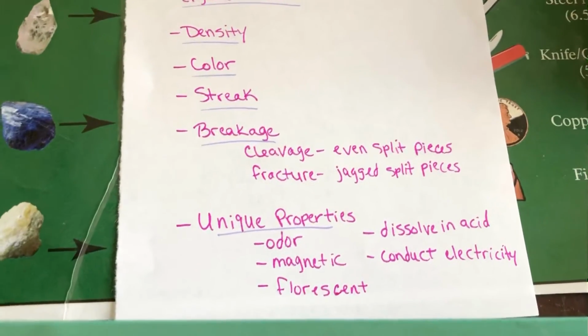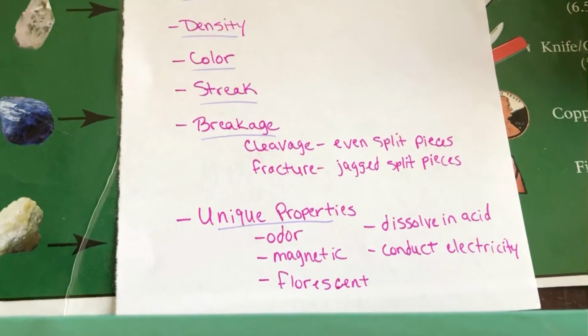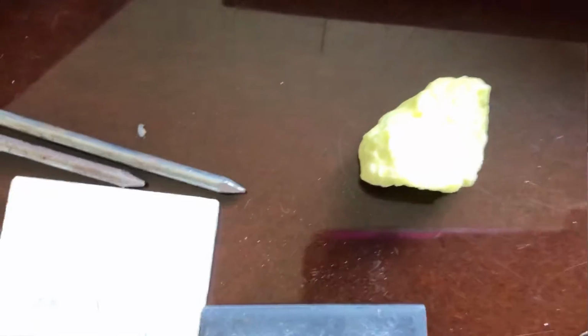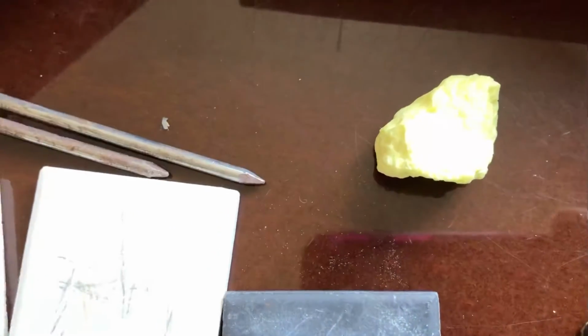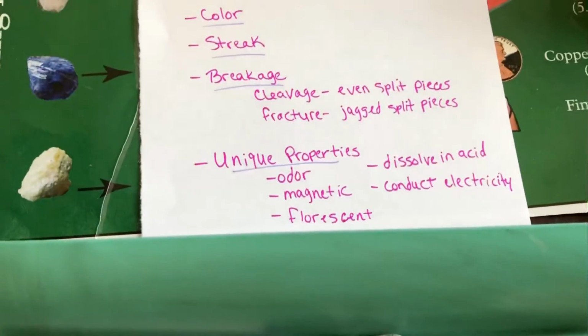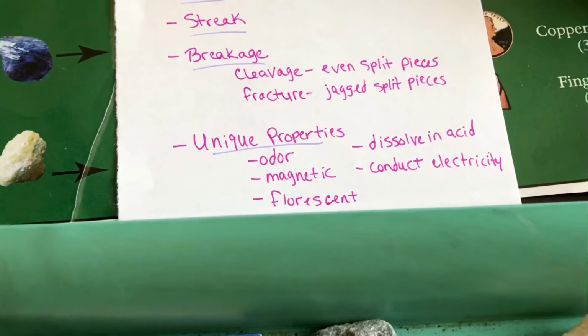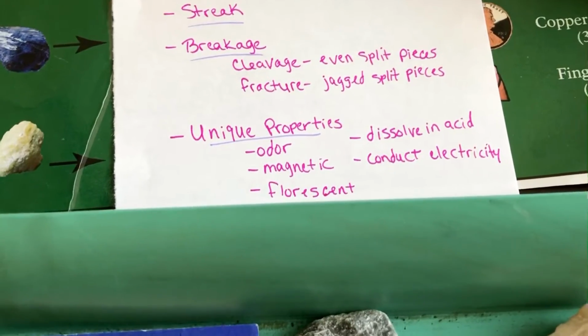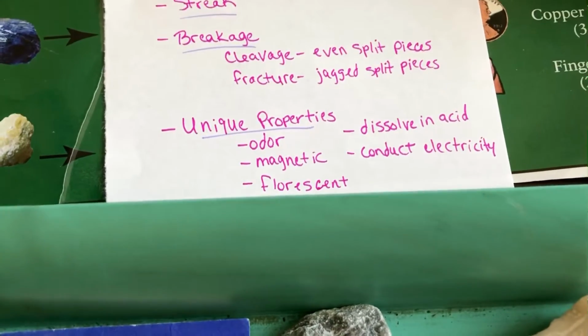And then sometimes the minerals have unique properties, like they have a certain odor to them. Here we're back to our mineral sulfur. If you've ever smelled kind of a rotten egg smell, that's what sulfur smells like. It's a very unique mineral. It has a very unique smell to it. Some minerals are magnetic. They have elements like iron in them that make them magnetic.